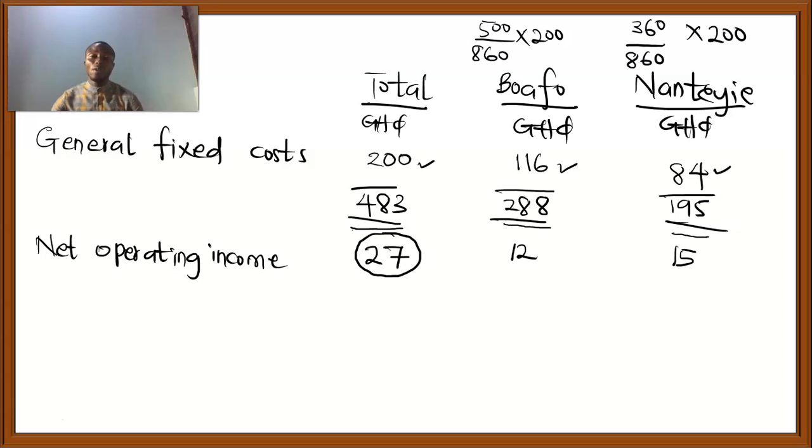And because dropping Eruka is tantamount to a decrease in the net operating income, it is not advisable to drop Eruka. Because it is going to have a negative impact on the net operating income of the whole company.